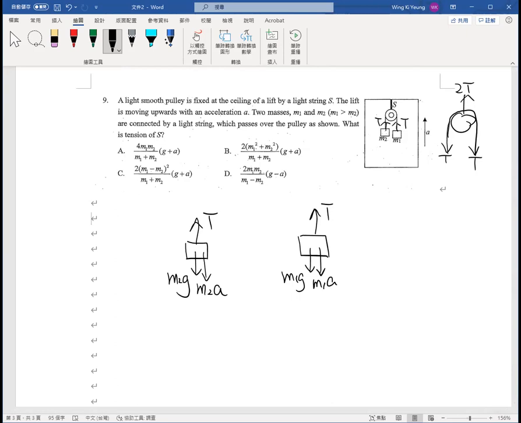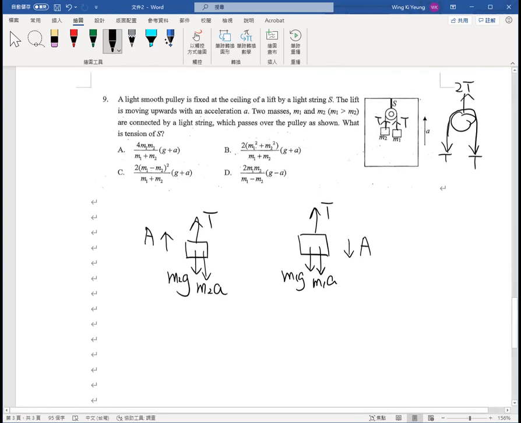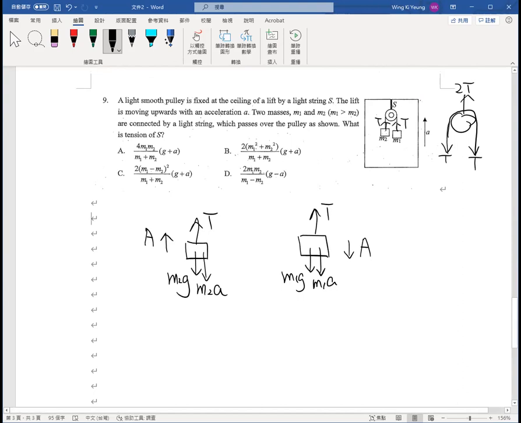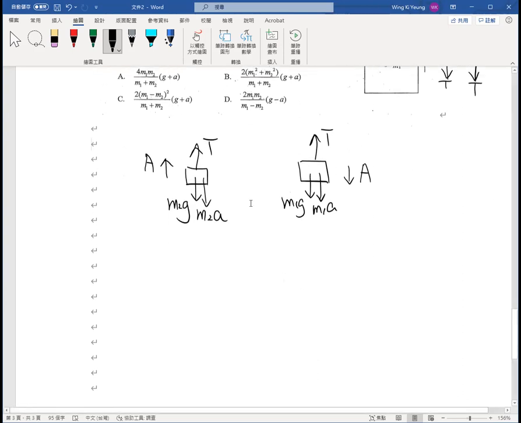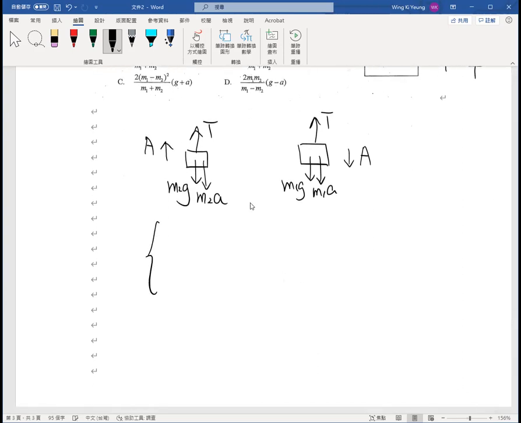And for the pulley system, if M1 is greater than M2, then M1 will have a downwards acceleration. The M2 will accelerate upwards. They are connected with the same string, so they have the same magnitude of acceleration, but in different directions. Then we try to set two equations. So on the left hand side, this T is greater than these two forces because the net force is upwards.